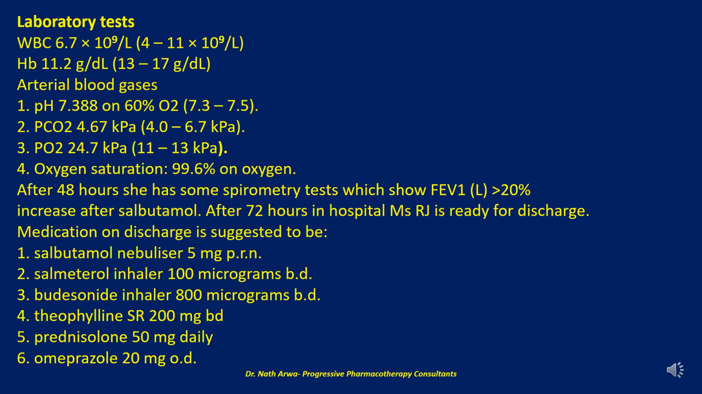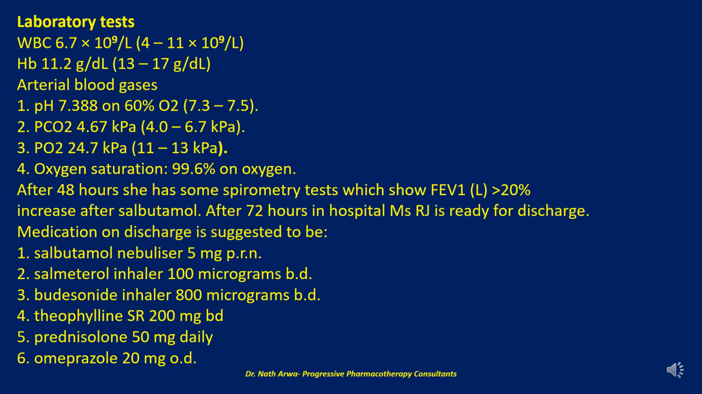After 48 hours she has some spirometry tests which show forced expiratory volume in 1 second greater than 20% increase after salbutamol. After 72 hours in hospital, Muzar J is ready for discharge. Medication on discharge is suggested to be as listed below. 1. Salbutamol nebulizer 5 mg as needed. 2. Salmeterol inhaler 100 micrograms twice daily. 3. Budesonide inhaler 800 micrograms twice daily.